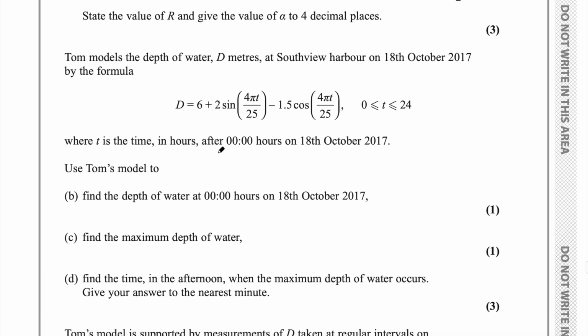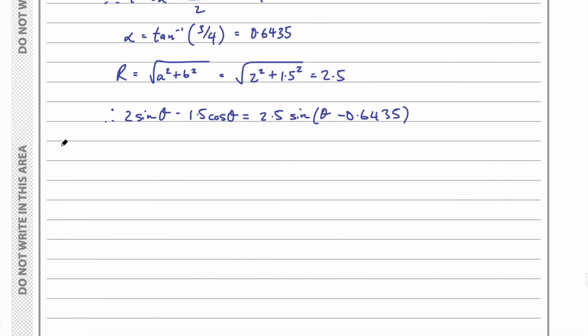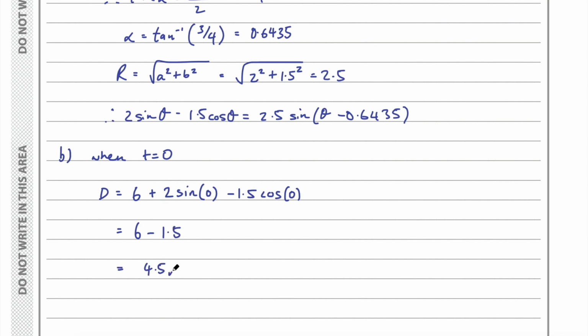Okay, so as t is the time in hours after 0000, then for part B, t is just going to equal 0. So let's do part B down here. So when t equals 0, d is going to equal 6 plus 2 sine of 0. If t equals 0, then everything in those brackets will be 0. Take 1.5 of cosine of 0. The sine of 0 is 0, so that term will cancel itself out. The cosine of 0 is 1, so this will just be 6 take 1.5, which is going to be 4.5 meters at midnight on the 18th of October.